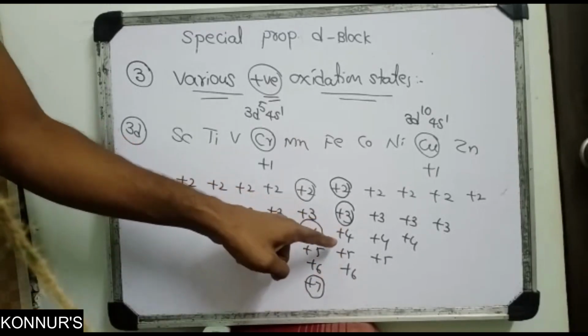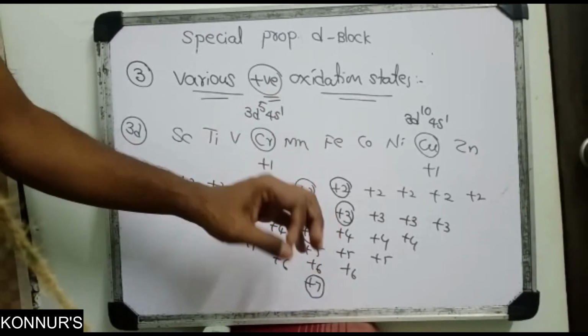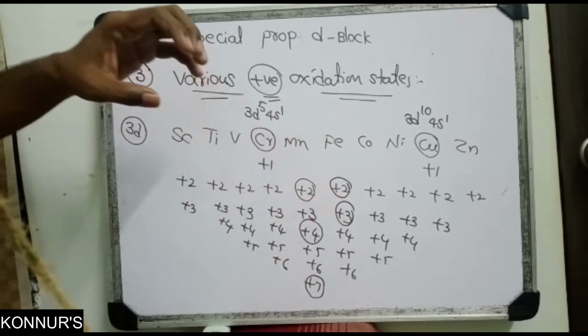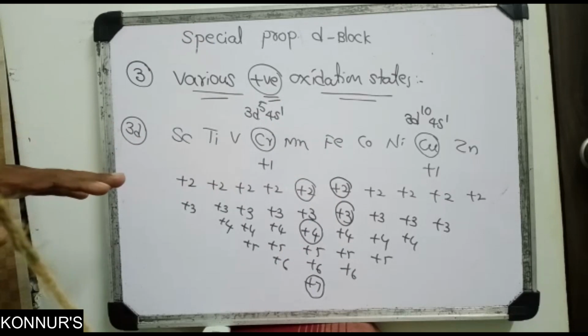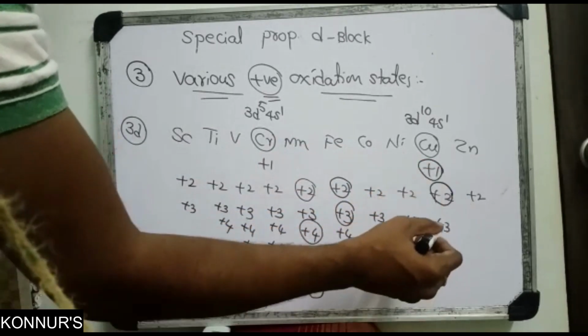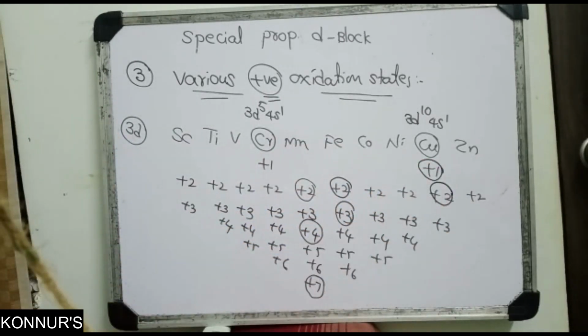What about these three? In the middle of the reaction, these are coming and going, because these are unstable, these are stable. They can show different oxidation states, in that some only stable. Suppose you take copper, plus 1, plus 2 only showing, but plus 3 is not stable. So like that.